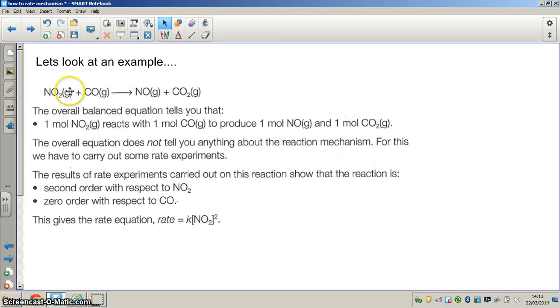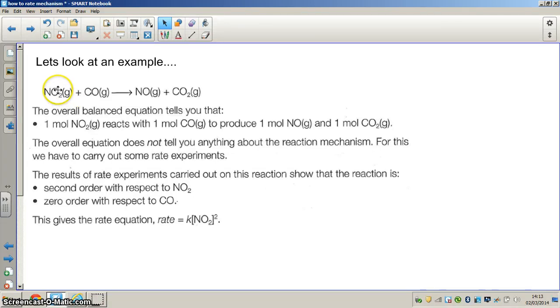Specifically, if we look at this reaction, what the order of the reaction is with respect to nitrogen dioxide and carbon monoxide. And it's from that information that we can determine what is the rate determining step, and then we can take that forward to propose a reaction mechanism.